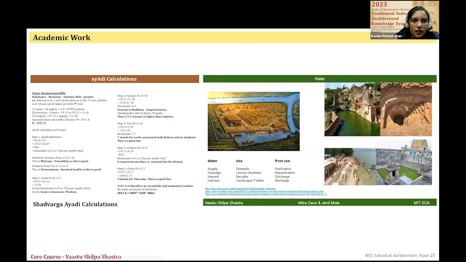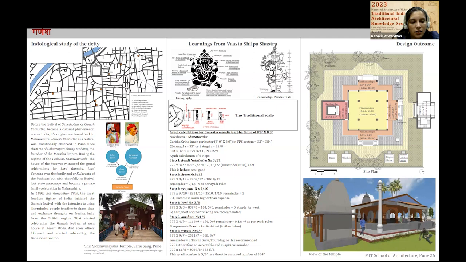In Indology, this is also a very much liked subject by the students, where we talk about history, culture, the polity, the societal composition, the religious development, and how things changed in the Indian subcontinent and how they evolved through the years. So this was one of the interesting projects where we did the Indological study of a deity.